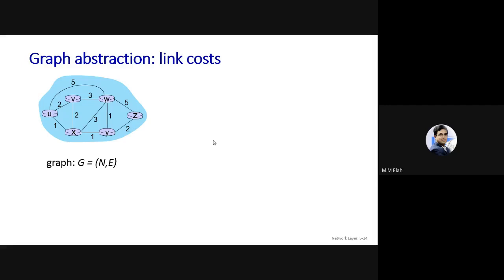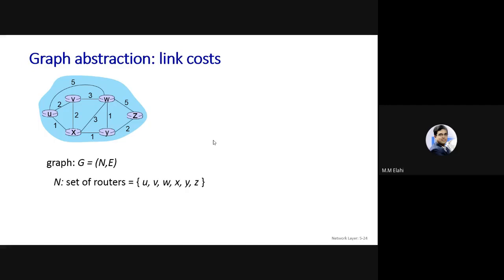Where does this cost come from? It comes from different factors. It can be distance, it can be time, it can be load, congestion, it can be capacity. So from this we can get a picture like this. We can call this a graph abstraction of the routing problem. Now from any source to any destination, for example from U to Z, you have to apply a routing algorithm to find the shortest path.